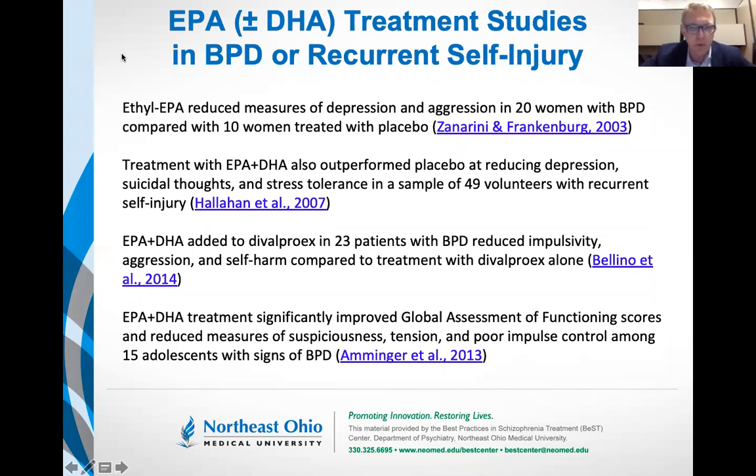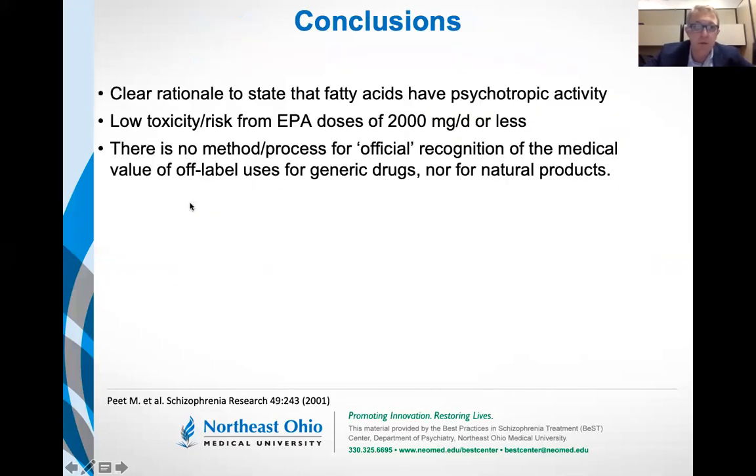Another study in borderline personality looked at Depakote, aka divalproex, and the addition of EPA DHA produced reductions of impulsivity, aggression, and self-harm. And there's another study from Amager. The last one was a spin-off of one of Amager's prodromal groups. This prodromal cohort was identified to have borderline personality symptoms, and when randomized to EPA DHA, they had better longer-term outcomes as well. So there's some signal there.